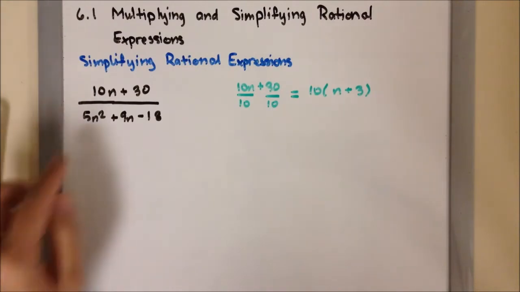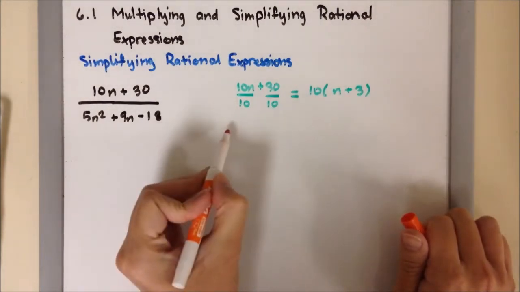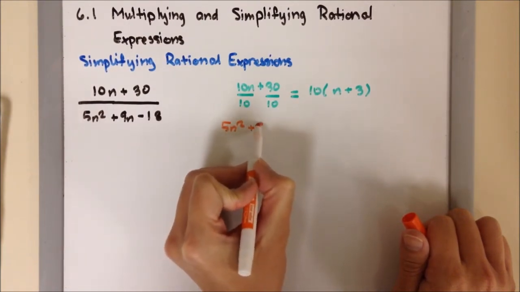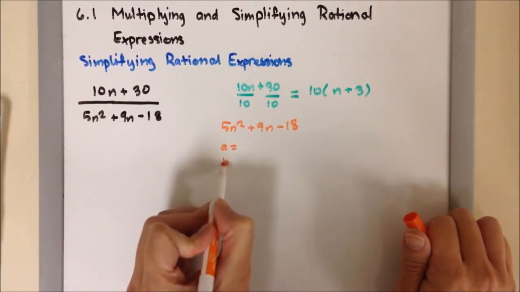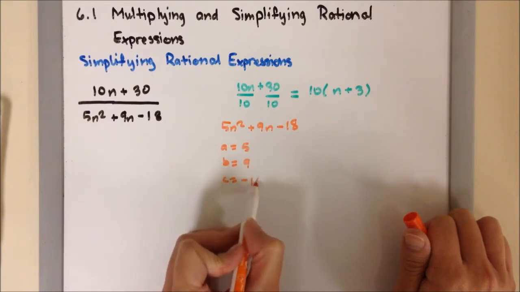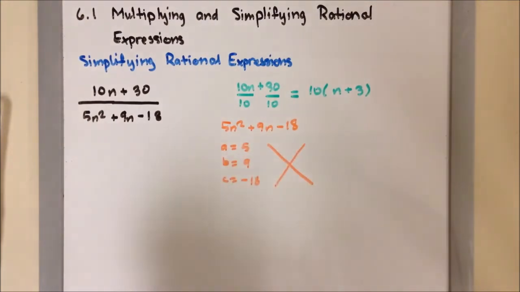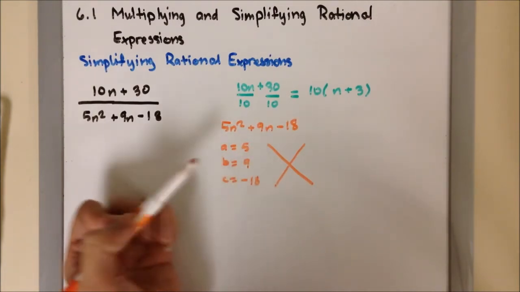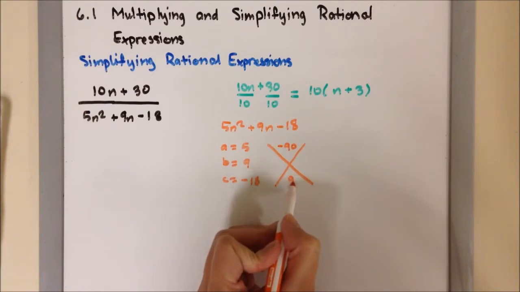Now let's focus on 5n squared plus 9n minus 18. So that's a trinomial. Basically, we're going to factor using the x table. So let me write right here, 5n squared plus 9n minus 18. So identify a, b, c: 5, positive 9, and negative 18. Then this is where we do the x table. The top is a times c. So we're going to do 5 times negative 18, which will be negative 90. And then our b value is positive 9.